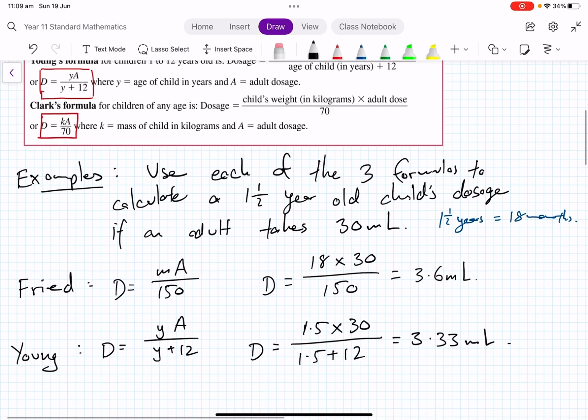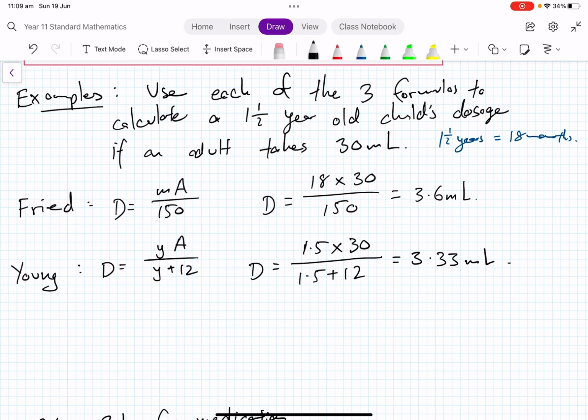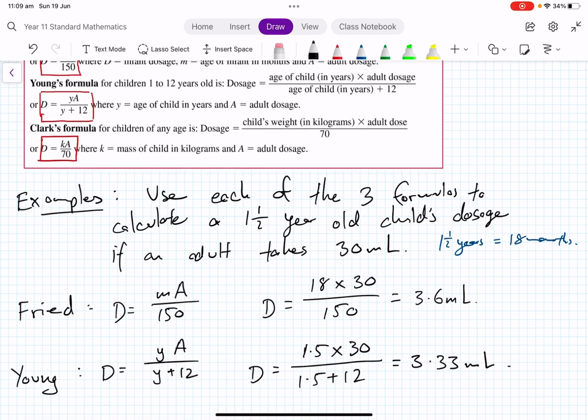And then the last one is Clark. Oh, and I didn't put his weight. Clark, we need the child's weight. Weighing a 1-year-old. How much does a 1-year-old weigh? Let's say 12 kilograms. Oh, that's too heavy. Let's say about 8 kilograms.